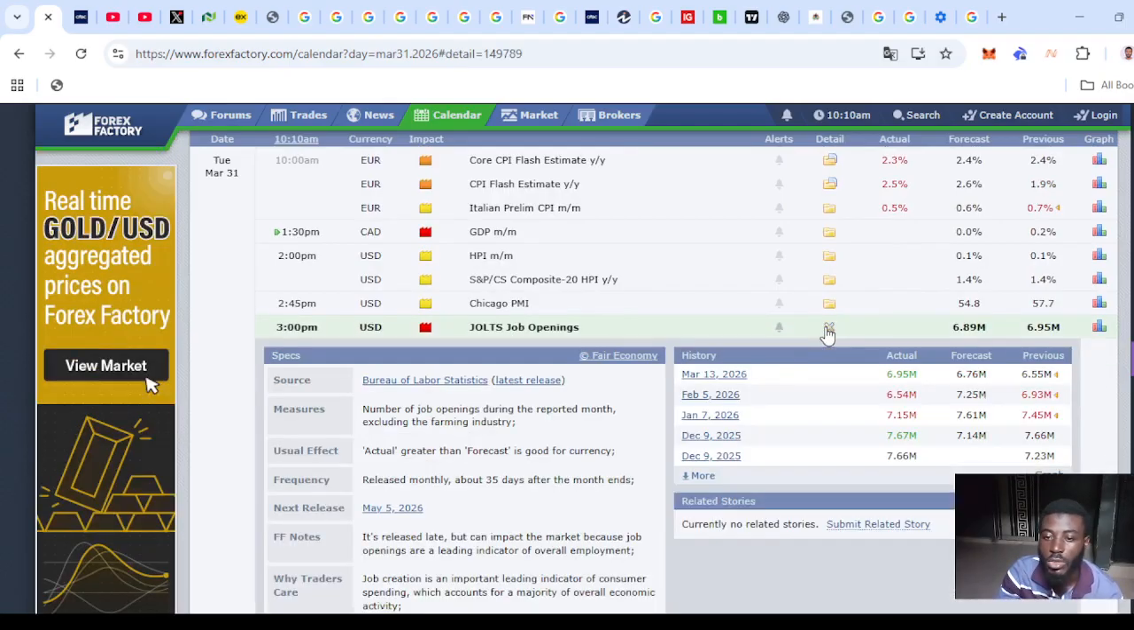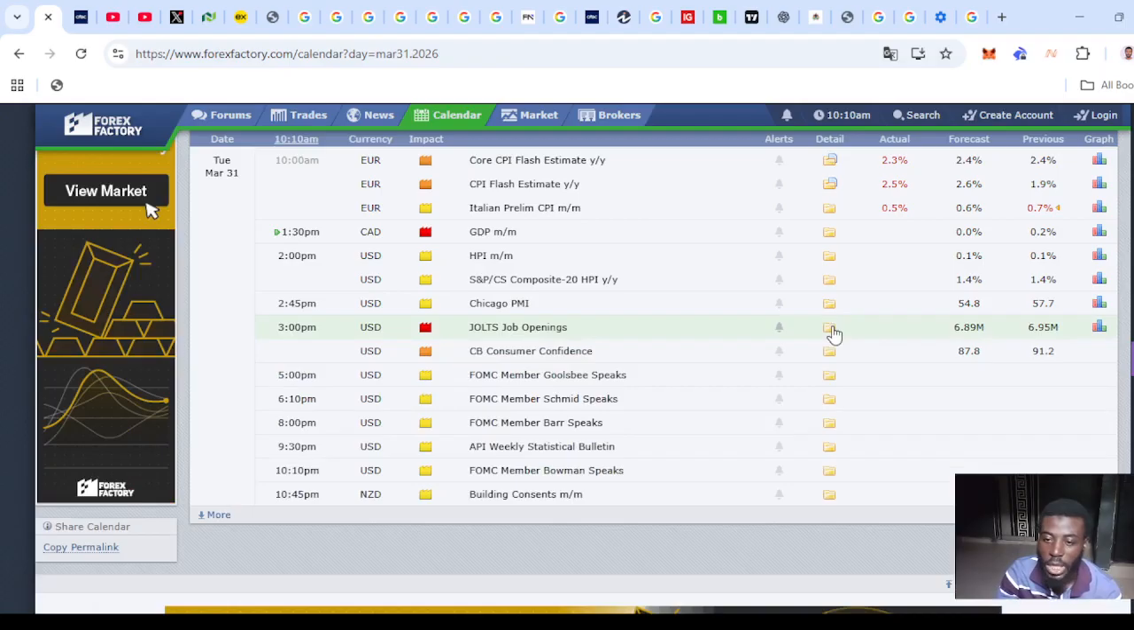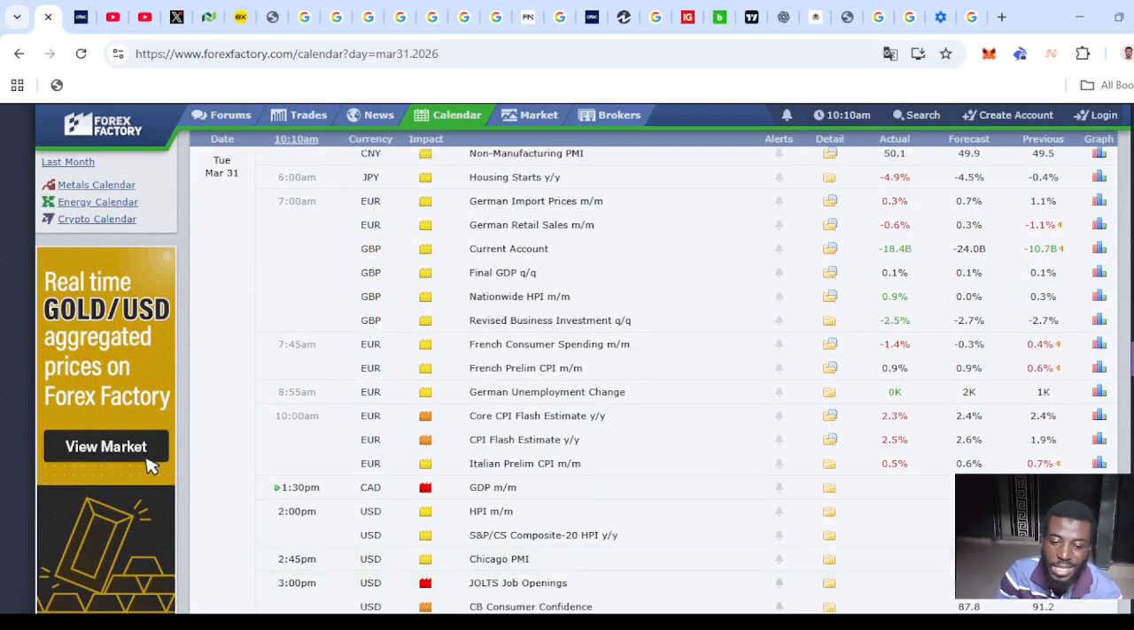Let's check the usual event. Maybe they say actual greater than the forecast is good for the currency, so they are looking for the actual to be greater than the forecast. This is the news we have today, around 3 o'clock. As I used to say, 15 minutes before the news, stay away from the market. 15 or 30 minutes after the news, you can enter the market.